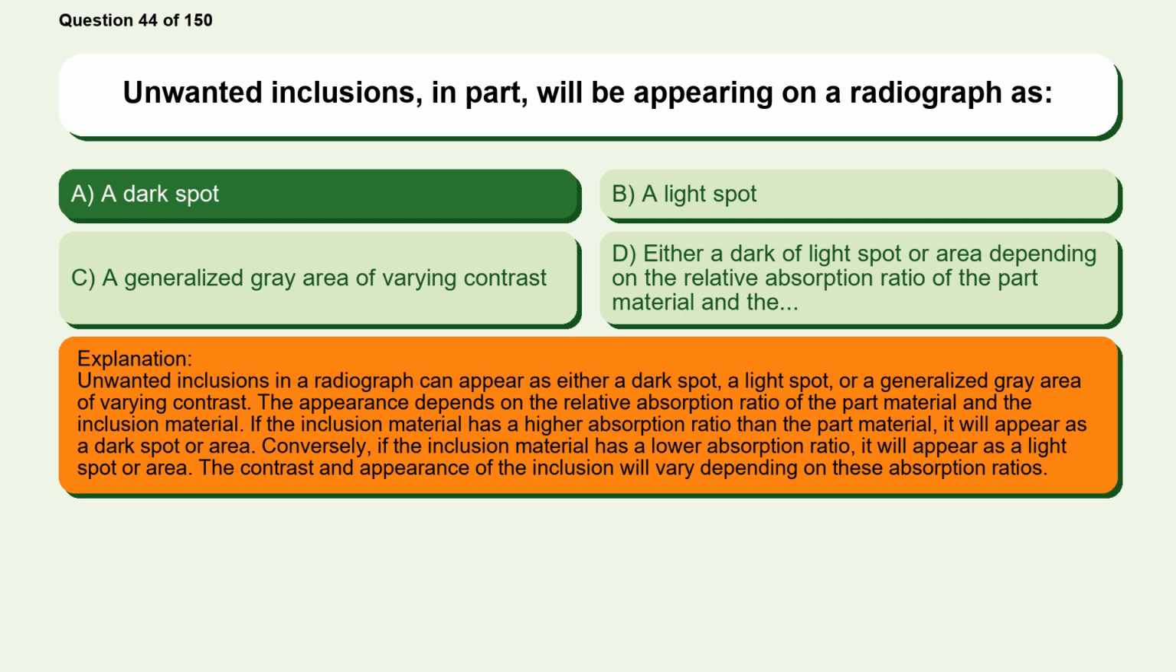Unwanted inclusions in a radiograph can appear as either a dark spot, a light spot, or a generalized gray area of varying contrast. The appearance depends on the relative absorption ratio of the part material and the inclusion material. If the inclusion material has a higher absorption ratio than the part material, it will appear as a dark spot or area. Conversely, if the inclusion material has a lower absorption ratio, it will appear as a light spot or area. The contrast and appearance of the inclusion will vary depending on these absorption ratios.